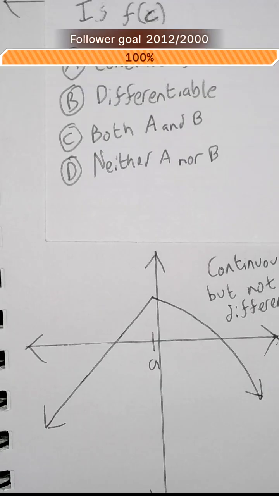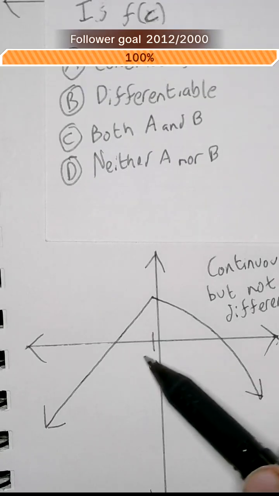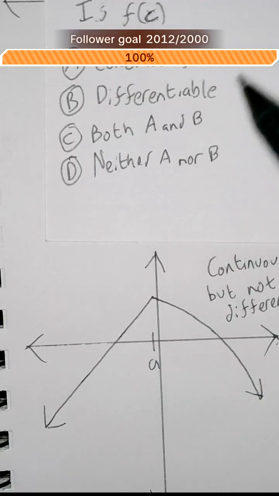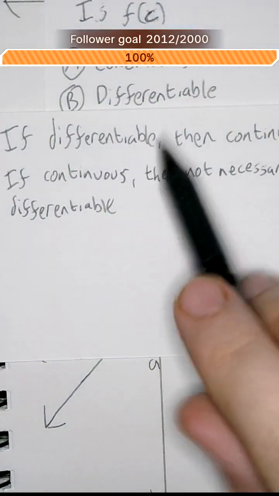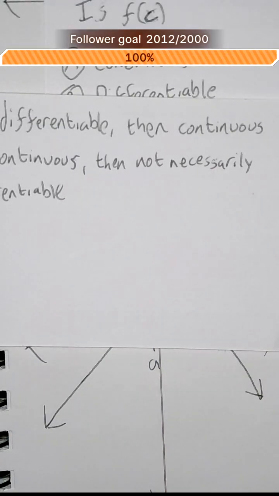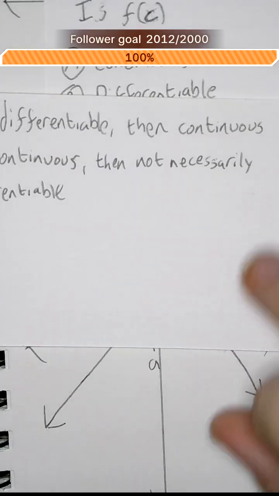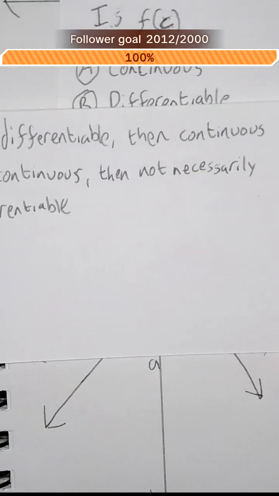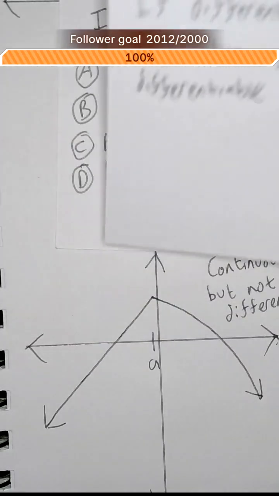Henry says no, and I would agree. A function can never be differentiable but not continuous, because remember, if a function is differentiable, then it implies continuity, because derivatives don't exist where a function is not continuous.